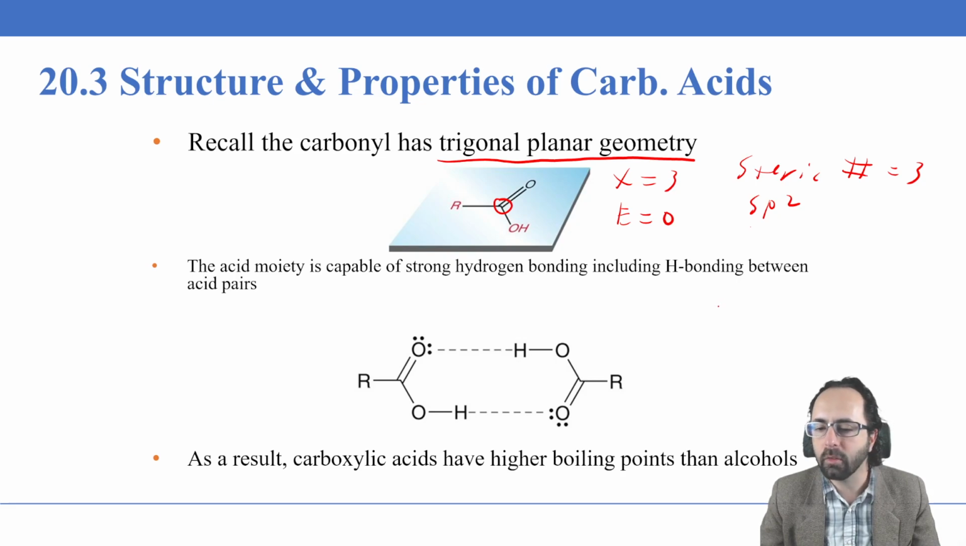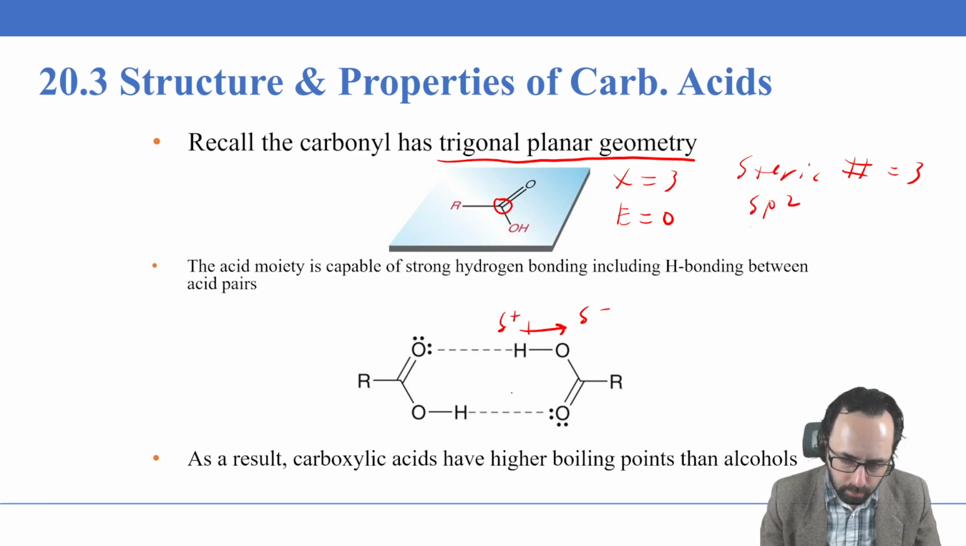In terms of physical properties, the carboxylic acids have very extreme hydrogen bonding. They essentially make a double hydrogen bond here. So in each of these carboxylic acids, we have an oxygen-hydrogen bond, very polar. It'll be partially negative over by this oxygen, partially positive over by this hydrogen.